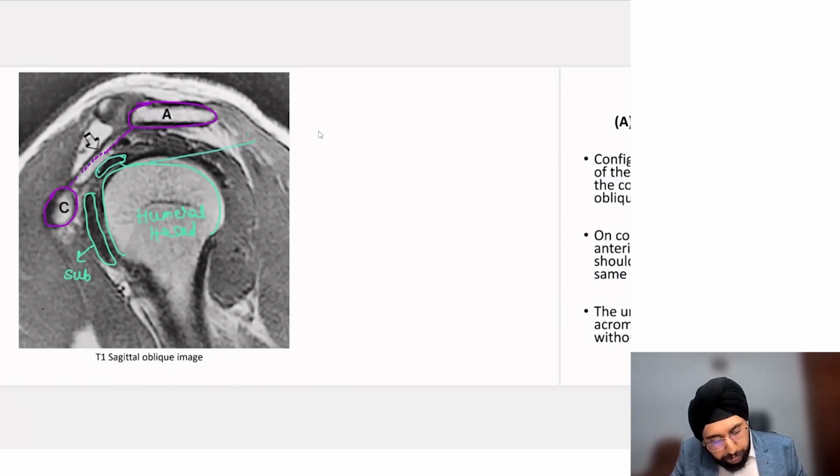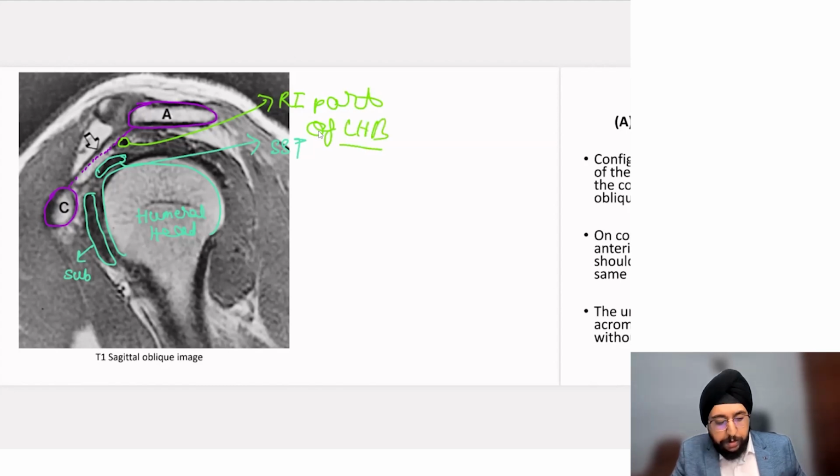This is your supraspinatus, and this is your preterintral part of long head of biceps tendon. Okay. So you should be remembering this anatomy. This anatomy will be useful both when we will be discussing the adhesive capsulitis.